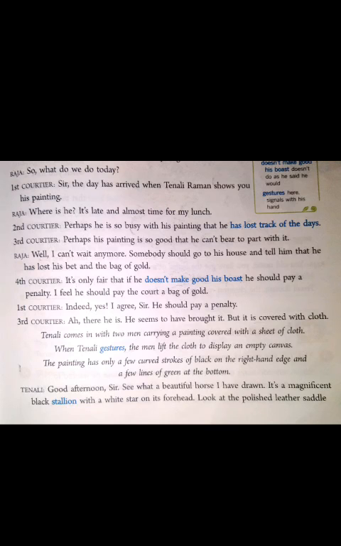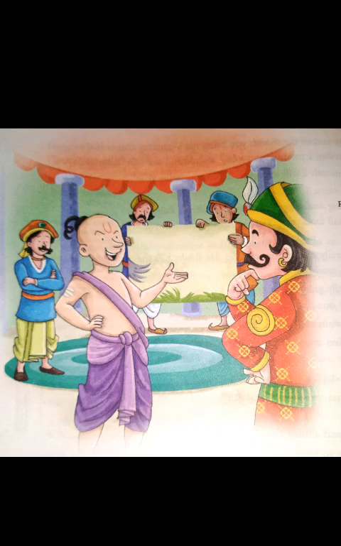So Tenali comes with two men carrying a painting, and when he removes the cloth from the painting, there was nothing but an empty canvas with a few curved strokes. Strokes means lines here and there. Strokes of black on the right hand side and a few green lines at the bottom below it. And now Tenali started explaining his painting.